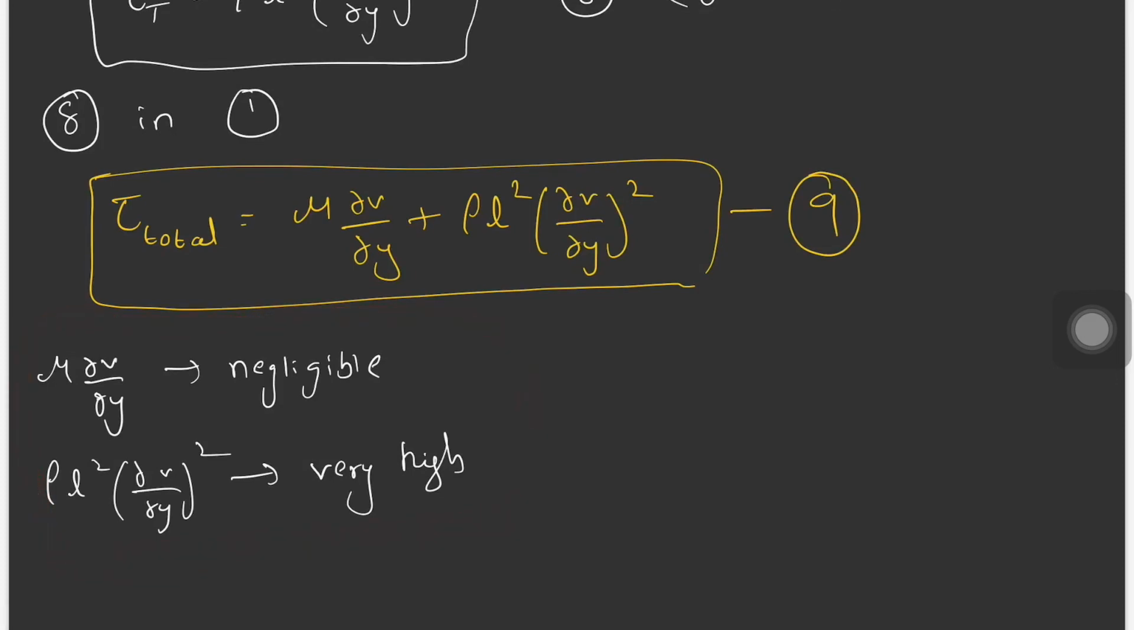Okay, so with this we have finished turbulent flow part 2. Next we will see the hydrodynamically smooth and rough boundary layers. Okay, thank you.